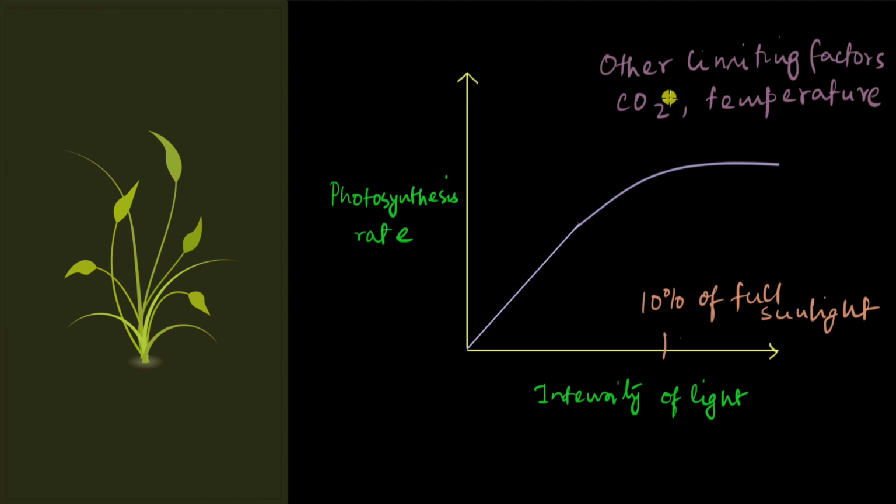For example, the temperature may be too low or too high, or the carbon dioxide concentrations may be really, really low. So no matter how much you increase the amount of light, the photosynthesis rate won't increase. But as long as the intensity of sunlight is low, the photosynthesis rate does increase linearly.